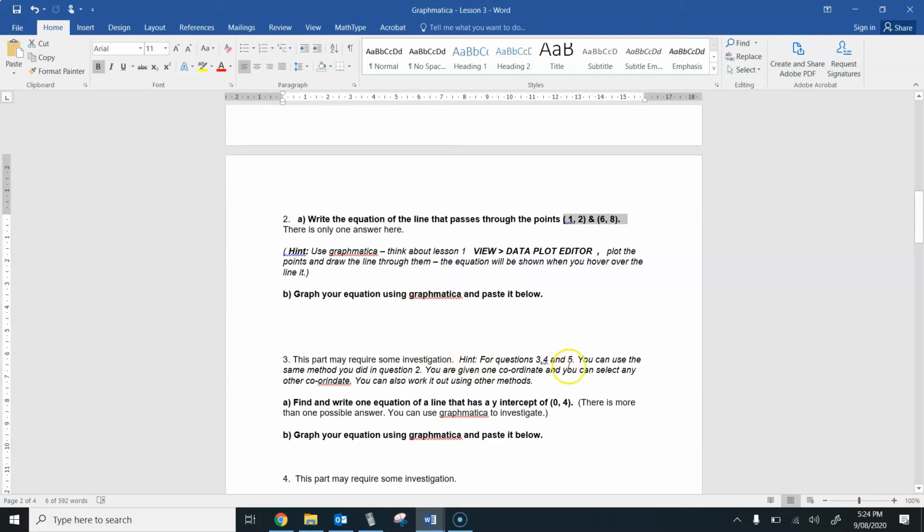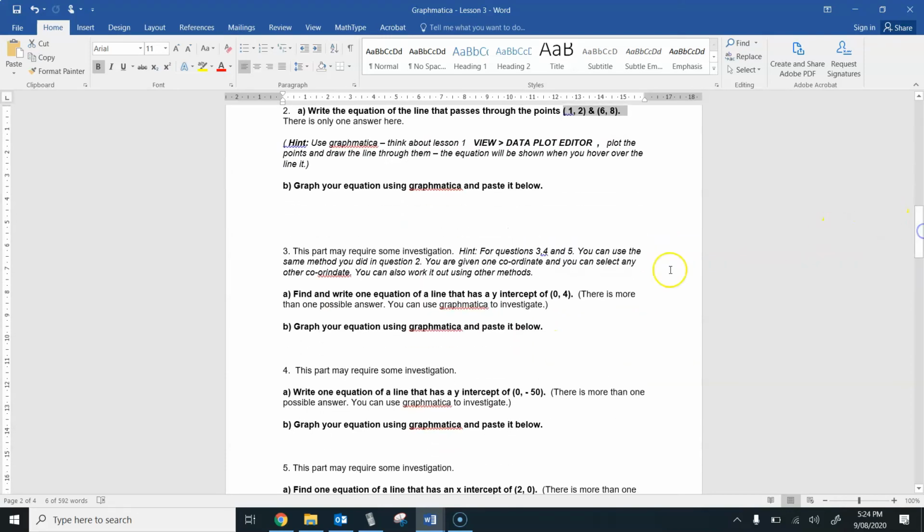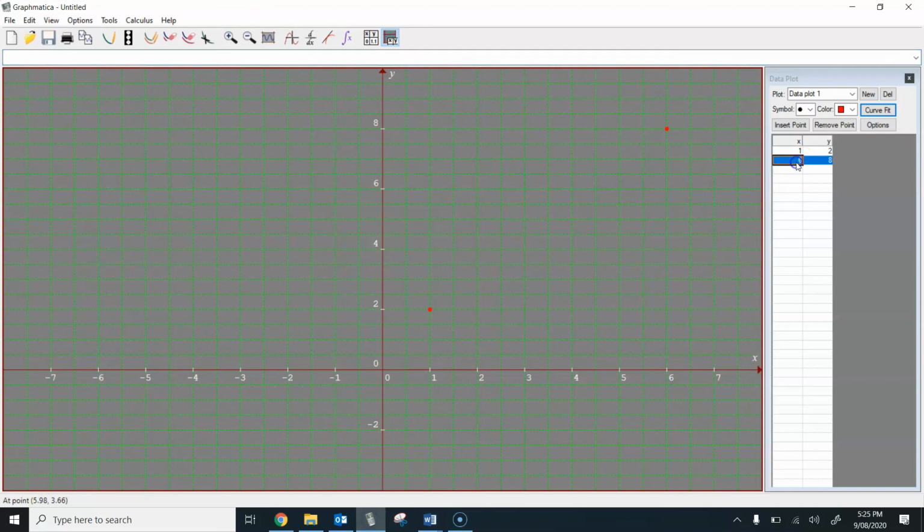In question 3, 4, and 5, I only give you 1 coordinate, and I ask you, what is a possible equation that could go through that point? What is a possible straight line that could go through the coordinate 0, 4? You might be able to think of one without actually using Graphmatica, but you can use Graphmatica. So say we've got 0, 4. If I want to delete these, I just right click. Actually, no, yes, just delete, sorry. Just hit this button up here. So it said 0, 4.